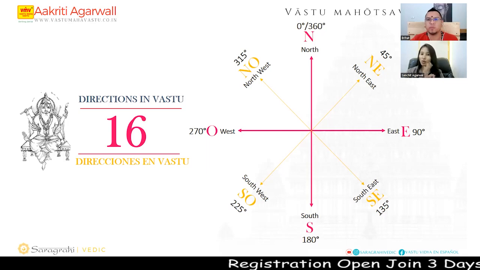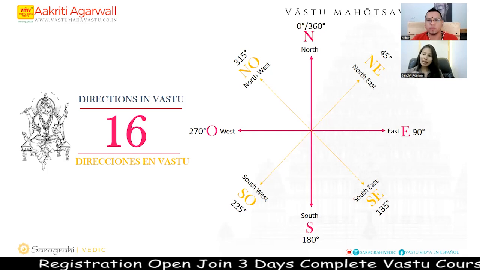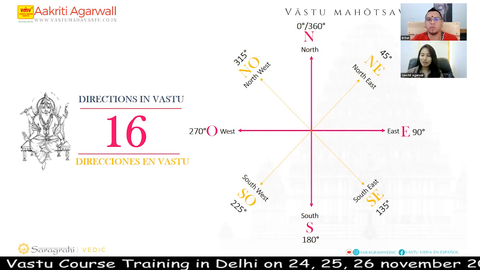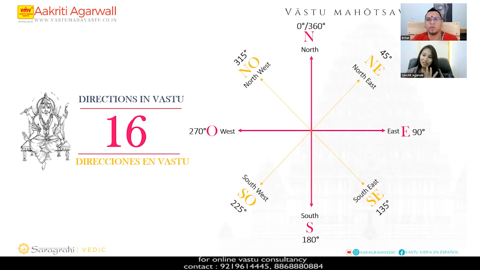Now, we are done with a total of 8 directions for now. Now we are left with the remaining 8 directions. Now where will these remaining 8 directions come from? They'll come from this whole circle only.